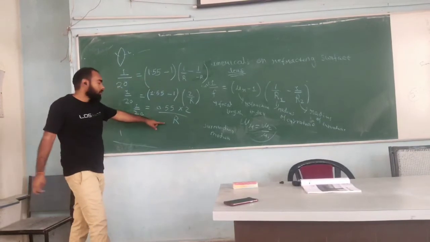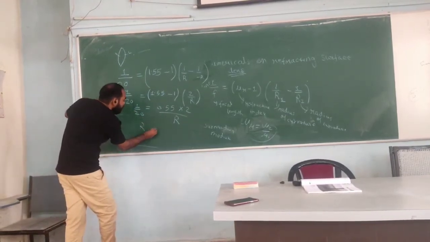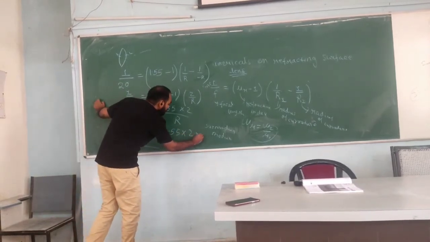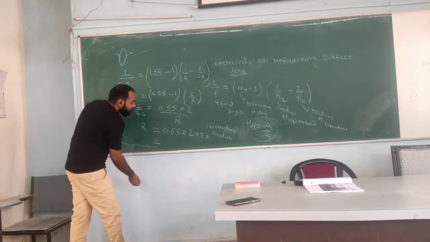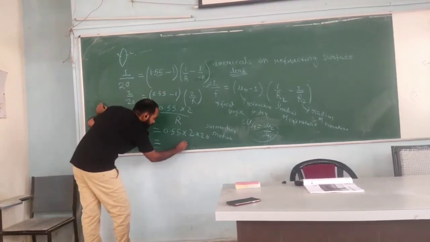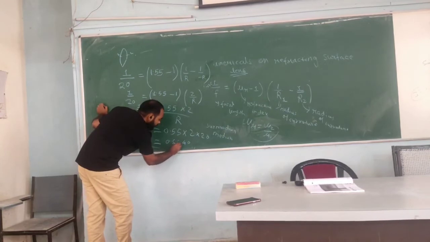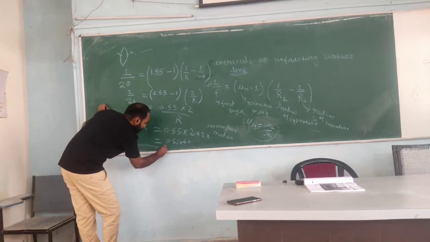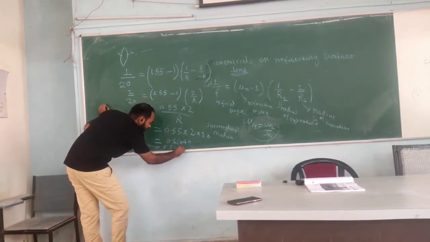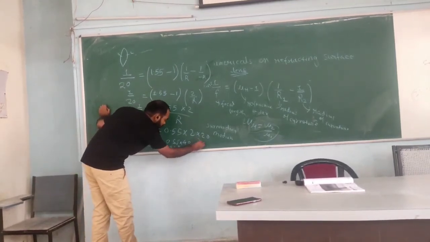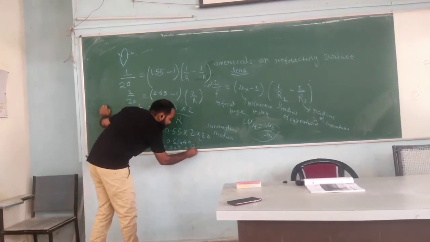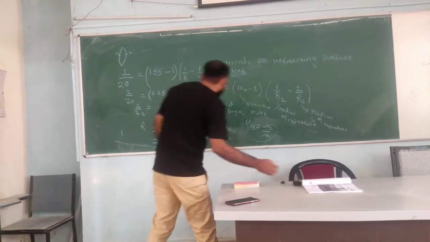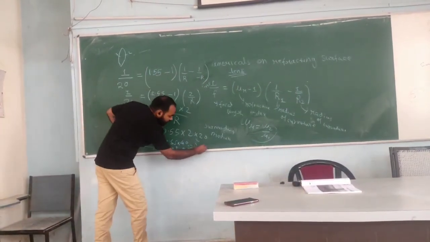So we have to find the value of R, so I am transferring it here. R is equal to 0.55 into 2 into 20. Working it out, 0.55 into 40 gives 22. That would be 22 centimeters. Let me verify. Yes, okay. The answer is 22.0, or 22 centimeters.